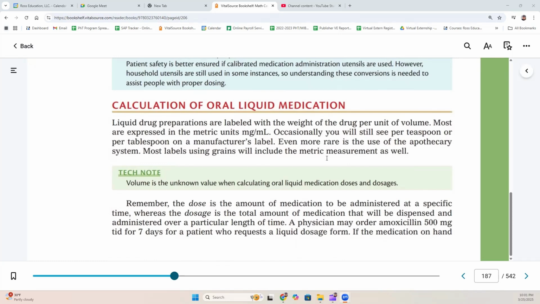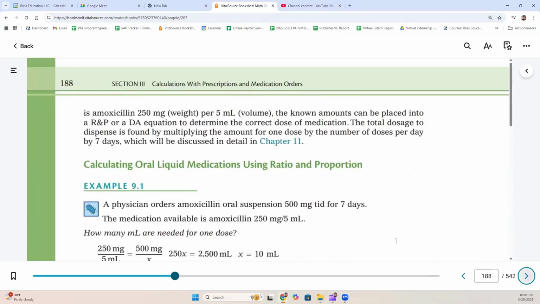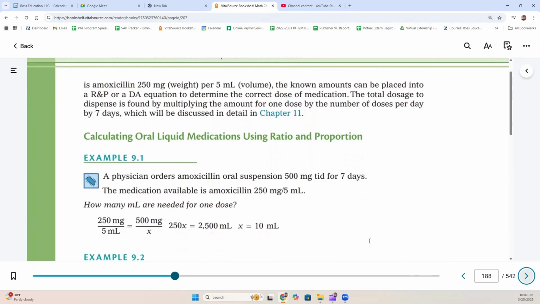Remember, the dose is the amount of medication to be administered at a specific time, whereas the dosage is the total amount of medication that will be dispensed and administered over a particular length of time. A physician may order amoxicillin 500 milligrams TID for 7 days, or a patient who requests a liquid dosage form. If the medication on hand is amoxicillin 250 milligrams, which is the weight, per 5 ml, which is the volume, the known amounts can be placed into a ratio and proportion or a DA equation to determine the correct dose of medication. The total dosage to dispense is found by multiplying the amount for one dose by the number of doses per day for 7 days, which is discussed in chapter 11 as well. So let's do example 9.1.